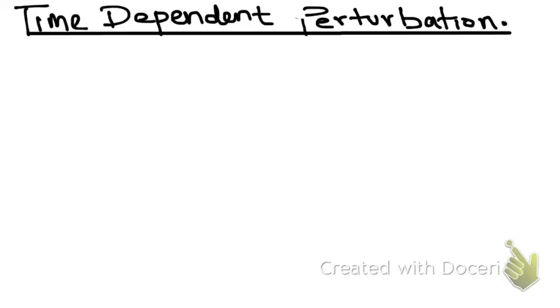Let's talk about the time dependent perturbation theory. So, before we do that, let me tell you that in the time independent perturbation theory, the states of our system remained stationary, right? That is to say that they did not change with respect to time, because the Hamiltonian in that theory was not time dependent.